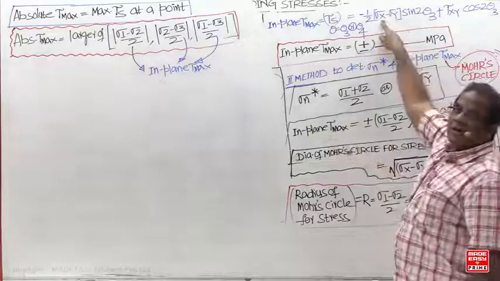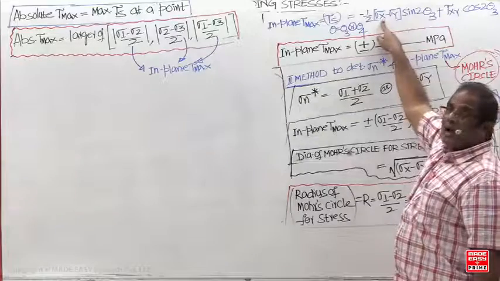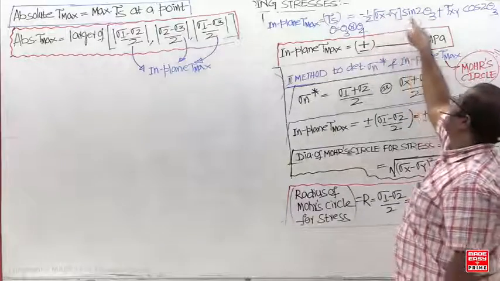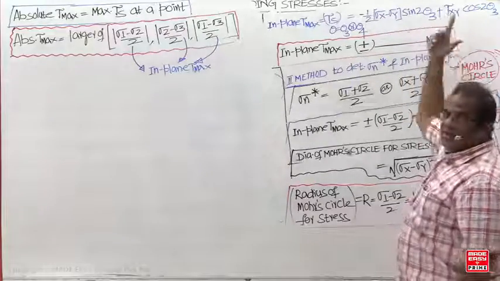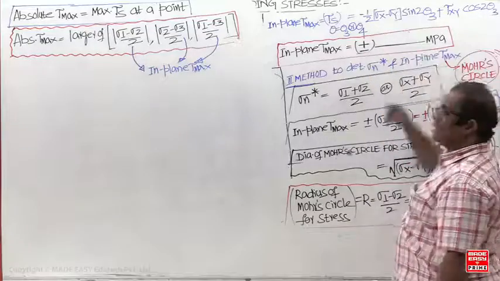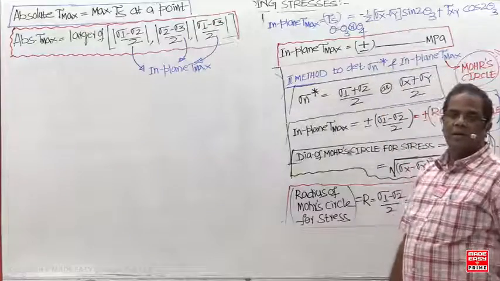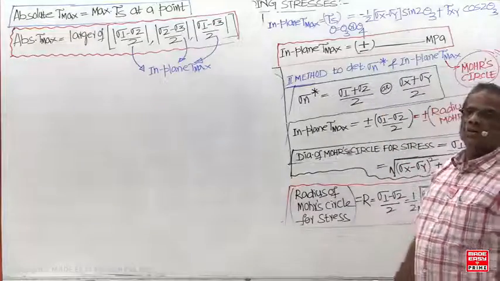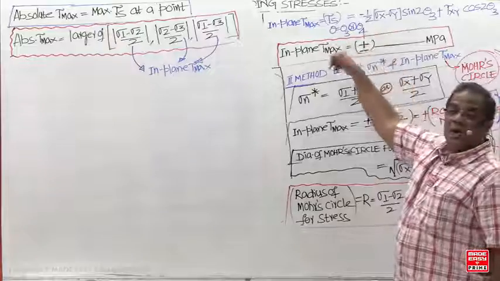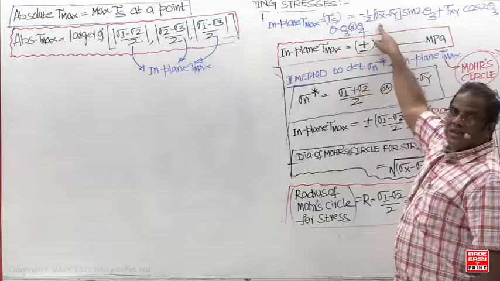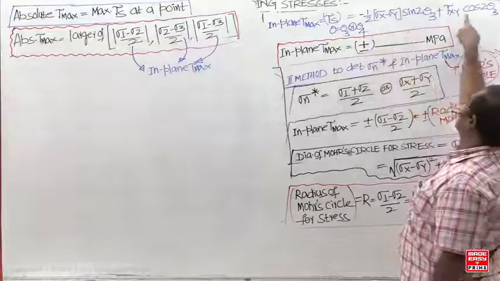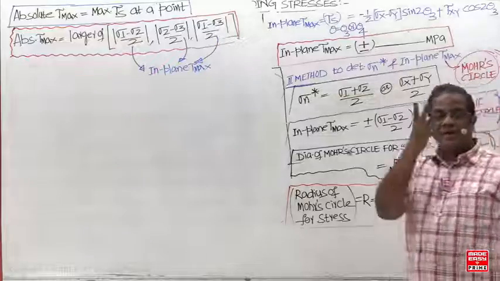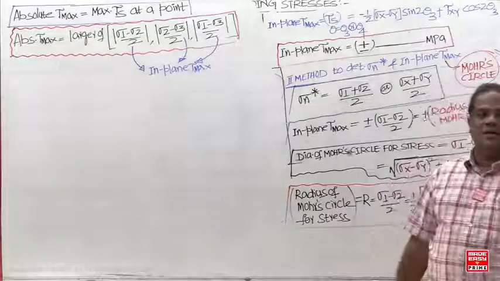So what should I write? Minus 1 by 2 (sigma y minus sigma z) sin 2 theta 3 plus tau yz cos 2 theta 3. Same thing when a point belongs to x and z: sigma x minus sigma z, and here I should write tau xz. So like that you are going to get 3 in-plane tau max.